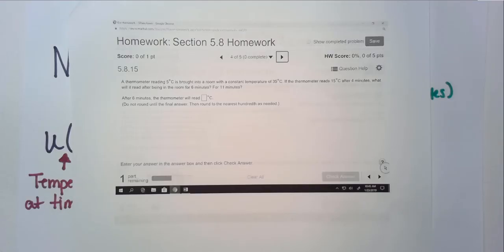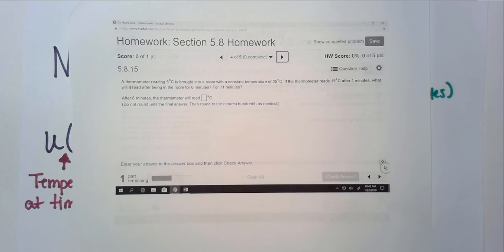A thermometer reading 5 degrees Celsius is brought into a room with a constant temperature of 35 degrees Celsius. If the thermometer reads 15 degrees Celsius after 4 minutes, what will it read after being in the room for 6 minutes and then for 11 minutes? Let's look at the first question: after 6 minutes, the thermometer will read, and we fill in the blank. We do not round until the final answer, and at the end we round to the nearest hundredth as needed.